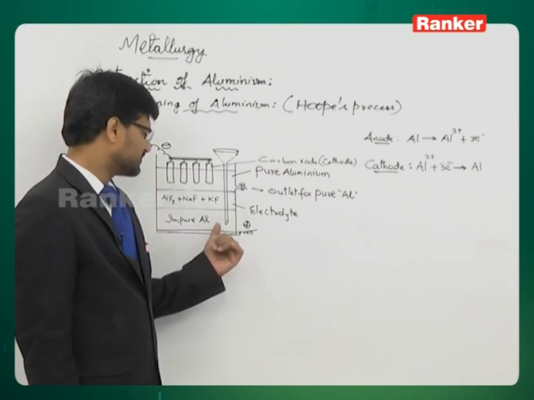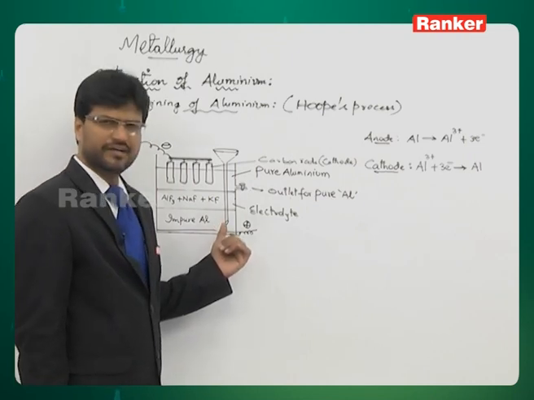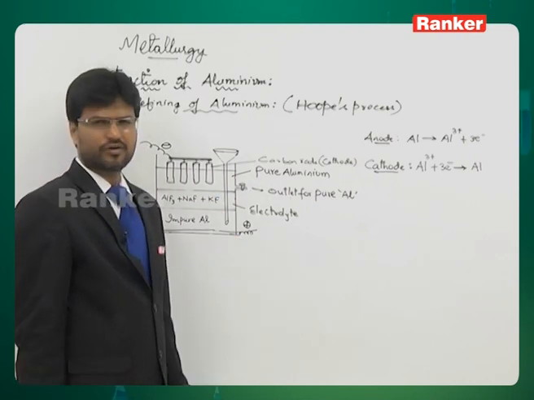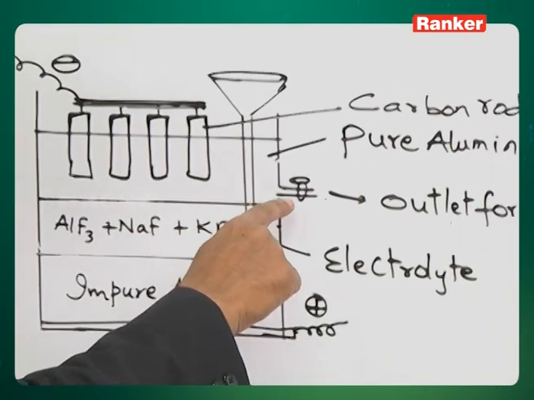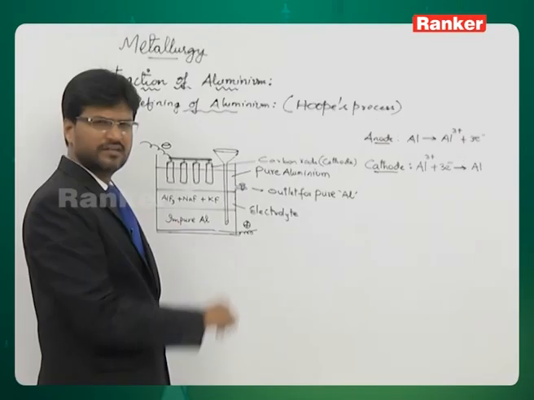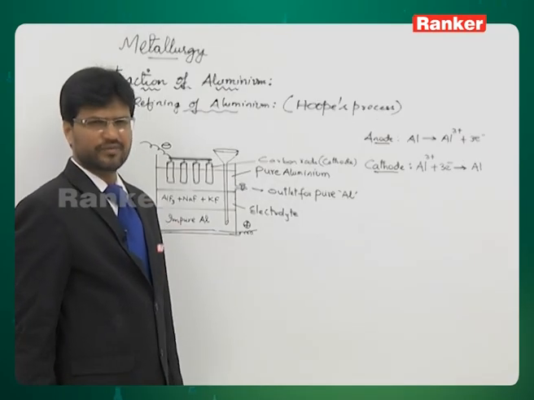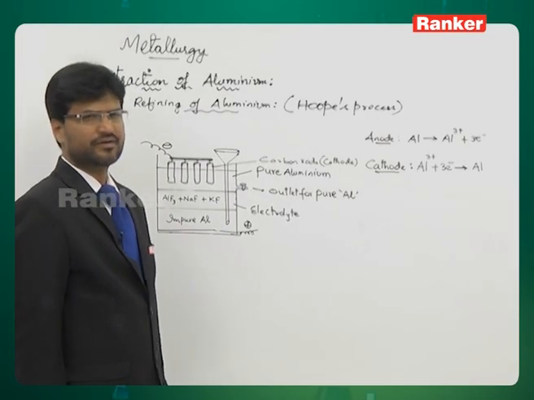So, as time goes, the level of the bottom layer decreases and the level of top layer increases. When sufficient amount of aluminium is formed in the top layer, we have a tapping hole outlet through which pure aluminium can be recovered. This gives highly pure aluminium.